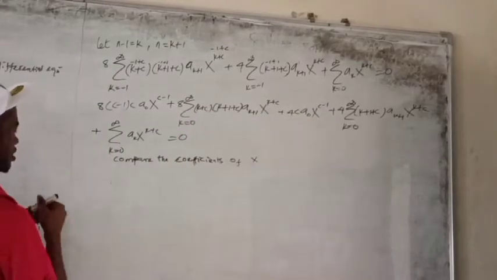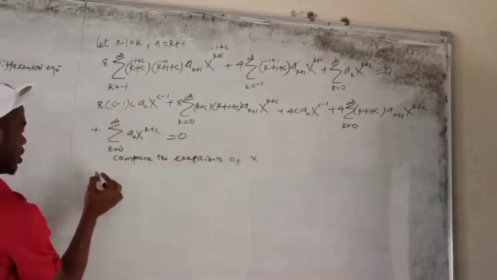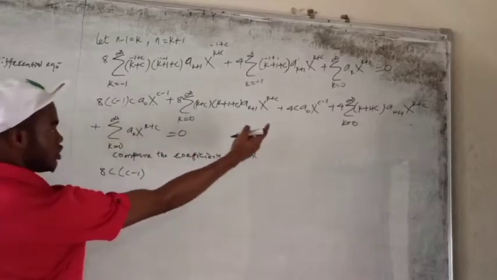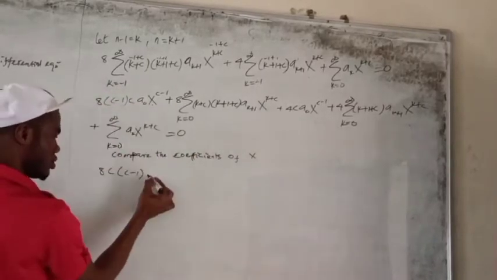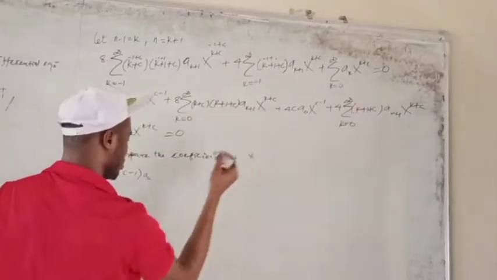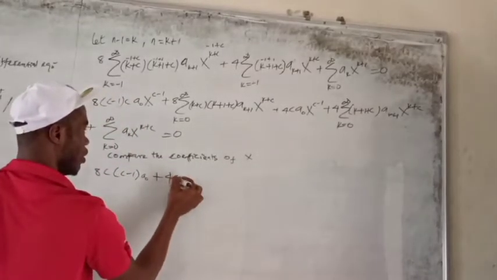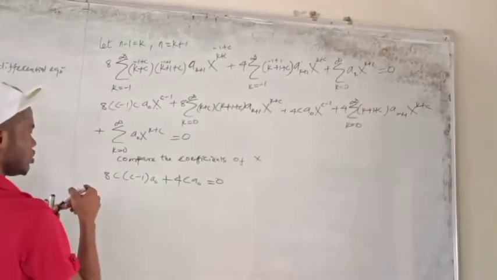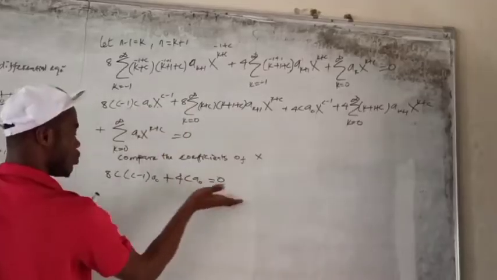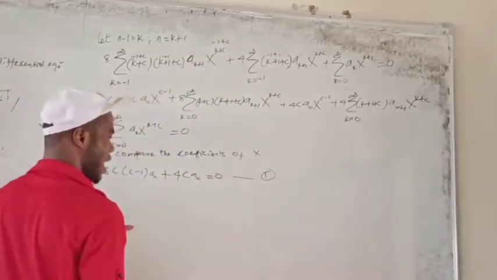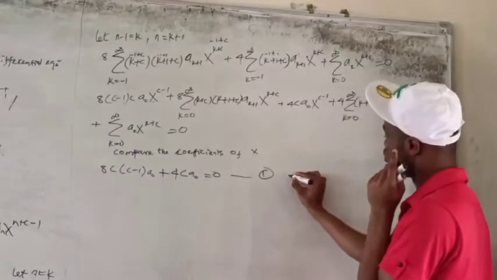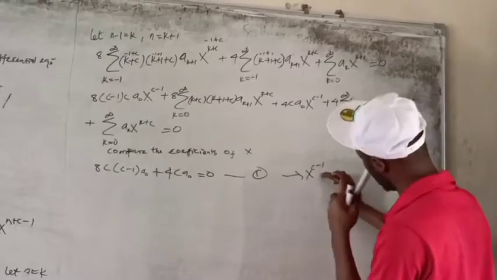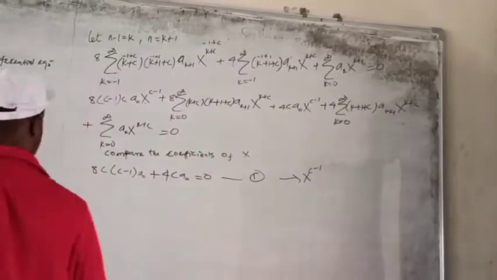So by comparison of the coefficients, the coefficient of this first one is 8c bracket c minus 1. And the coefficient of this one is a naught. And the coefficient of this one is plus 4c a naught, equal to 0. Recall that the equation is equal to 0, so all of this should be equal to 0. This is my first equation, and this equation is when x is raised to the power of c minus 1.